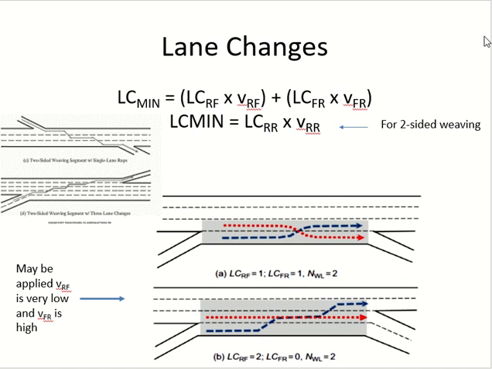You are on the freeway, you want to go to the ramp, 1. You are on the ramp, you want to go to the freeway, maybe 1. So it depends. But these are two different things. Lane change is required and number of weaving lanes. These are two different things. Clear? Any other question?